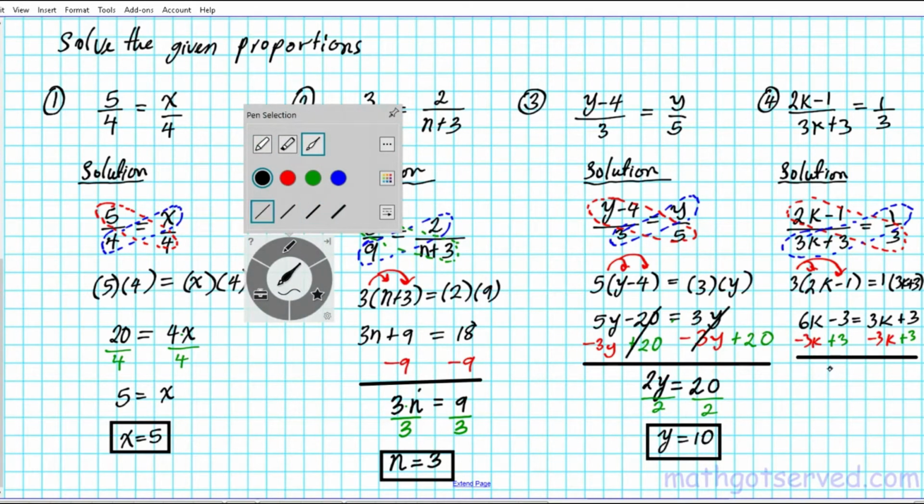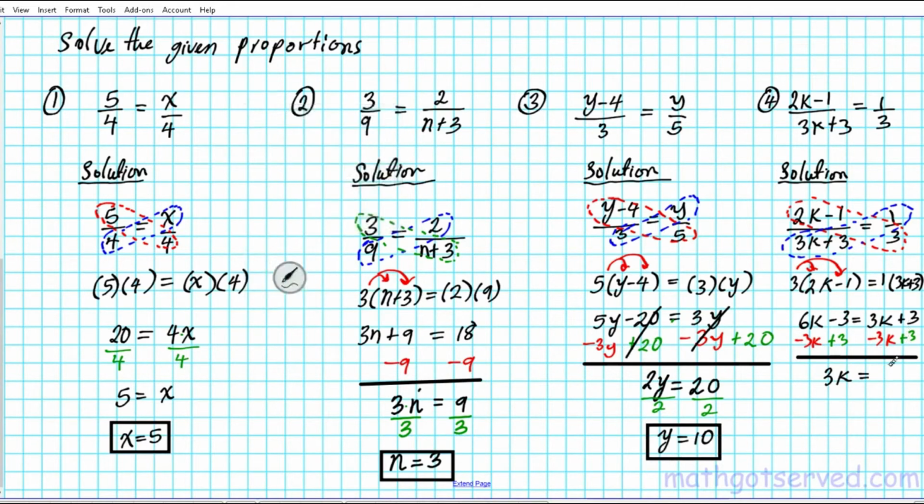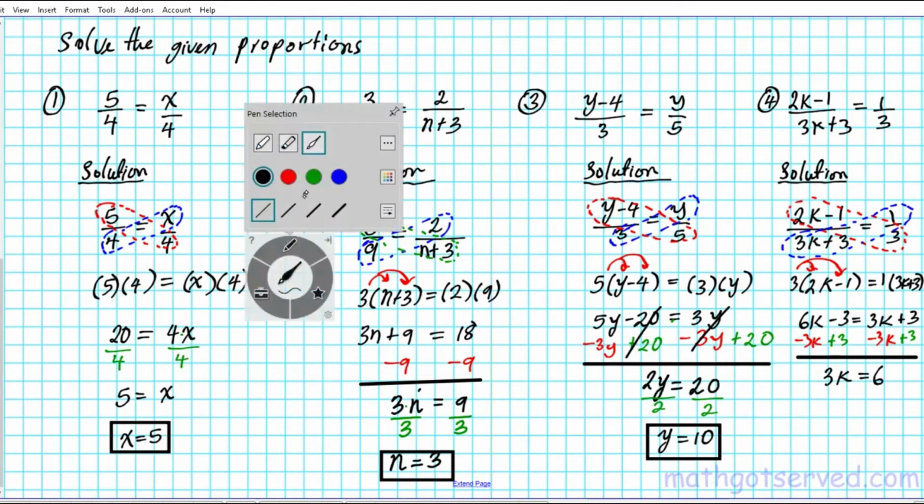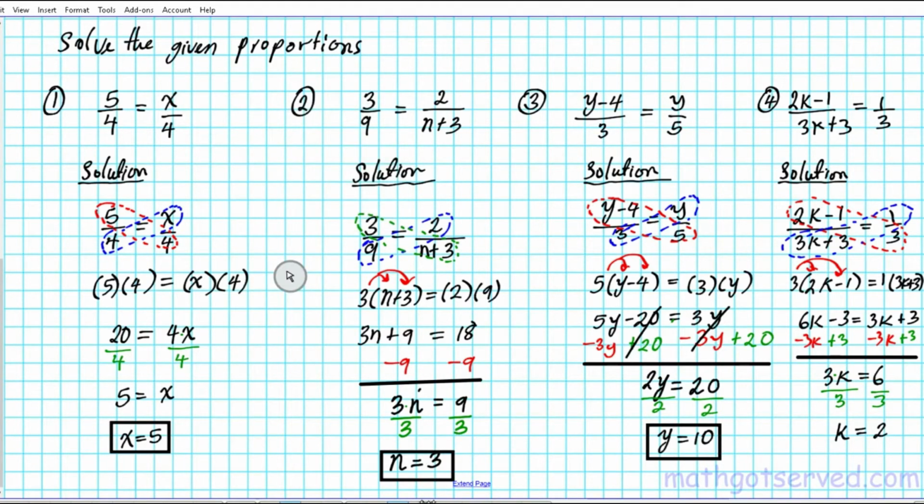6k minus 3k is 3k. Minus 3 plus 3 adds up to 0. 3k minus 3k adds up to 0. And then 3 plus 3 is 6. Now to finish this off, we're simply going to get rid of the coefficient of k, which is 3. Since it's been multiplied, we use the inverse, which is division. So we divide both sides by 3. And that results in the final answer k equals 6 over 3, which is 2. Alright, so there goes the answer to question 4.